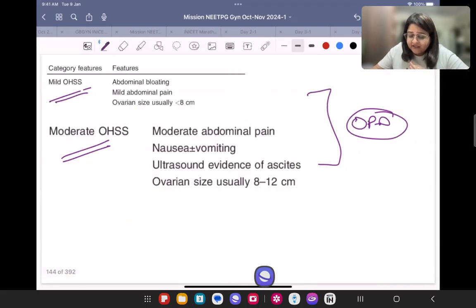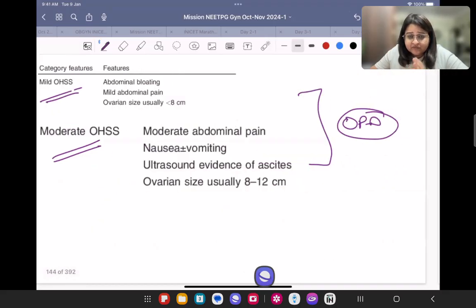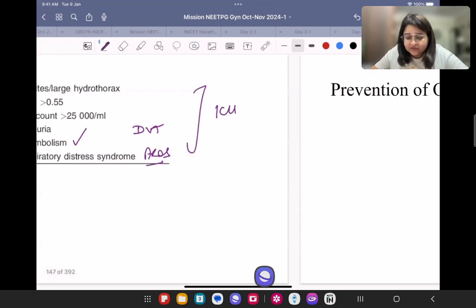How to know? High estradiol levels is a very important risk factor. And of course the warning signs: abdominal bloating, mild pain, large ovarian size. If the patient has any of these complaints, mainly pain abdomen, nausea, vomiting, she is to report immediately.